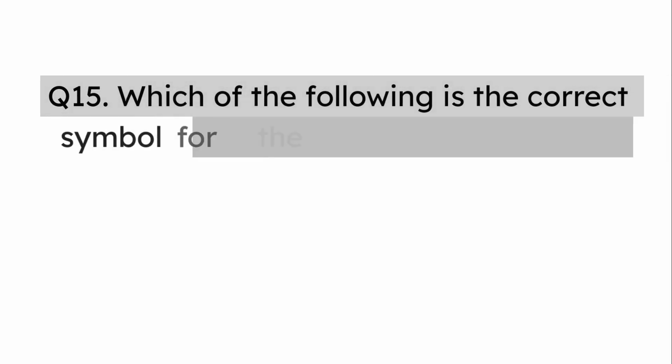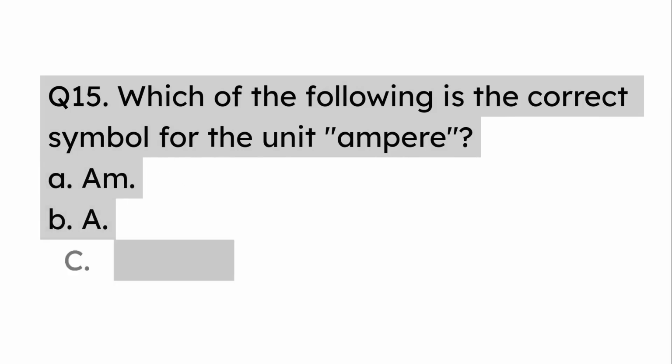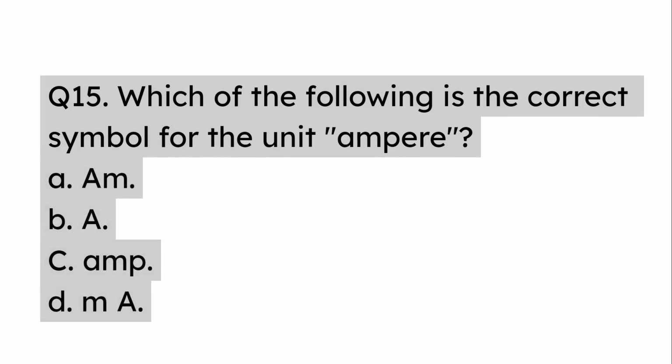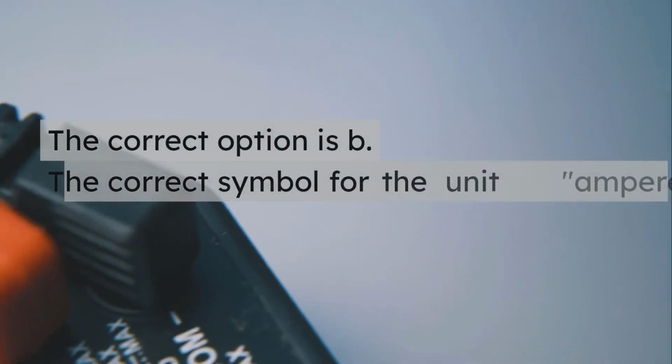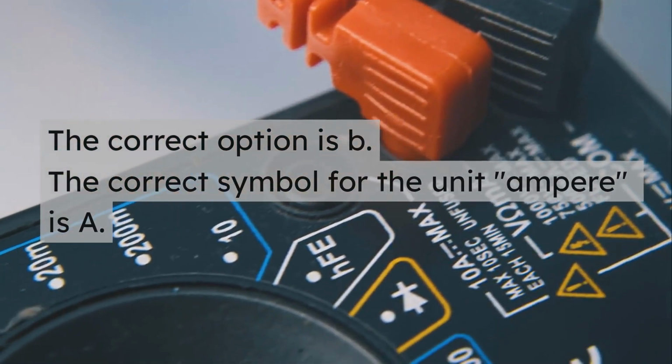Q15. Which of the following is the correct symbol for the unit ampere? A. Am. B. A. C. Amp. D. mA. The correct option is B. The correct symbol for the unit ampere is A.